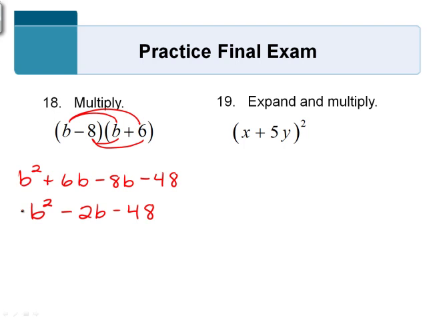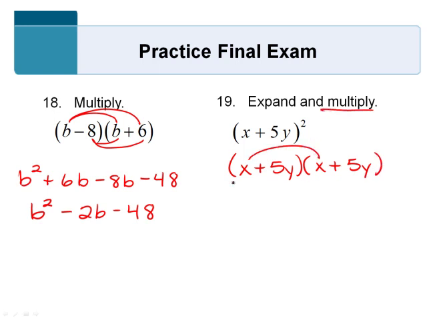Now, number 19 says expand and multiply. So what they mean by expanding, because it says to the second power, squaring it, is what you're going to do is you're just going to write it twice. That's what's considered expanded form. But just because you write it twice doesn't mean you're done. You also have to multiply.